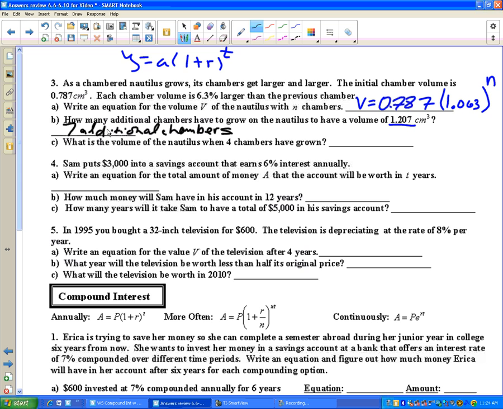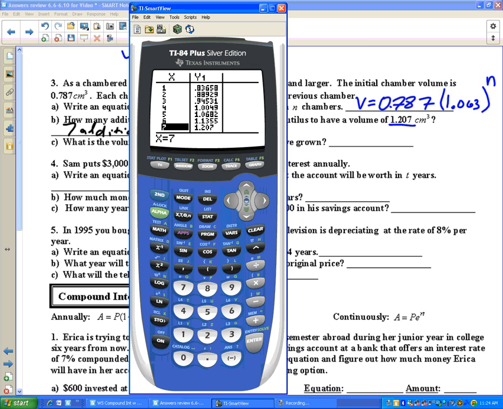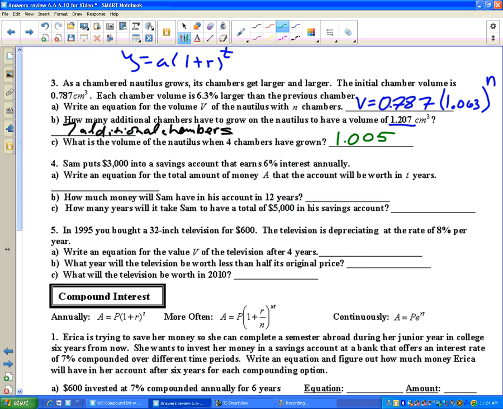What is the volume of the Nautilus when 4 chambers have grown? So 4 chambers has a volume of 1.0048. So we're going to say 1.005, and these are centimeters cubed, cubic centimeters.